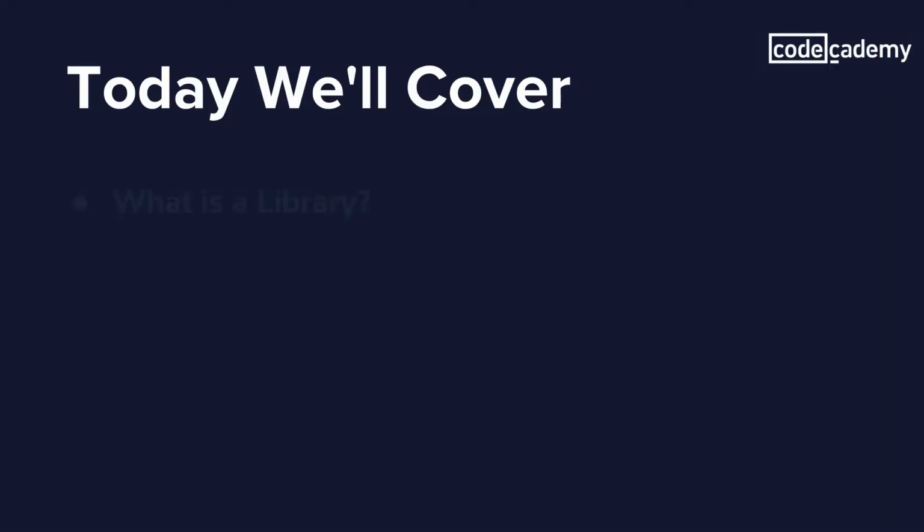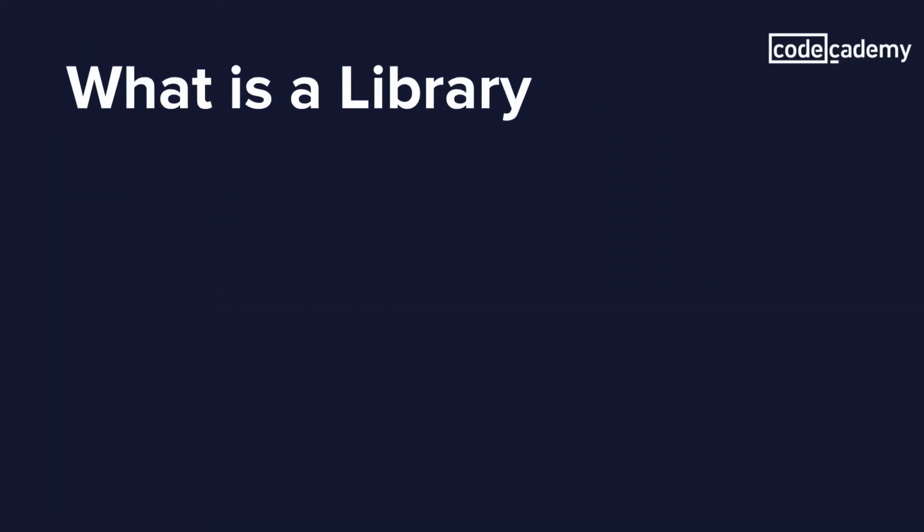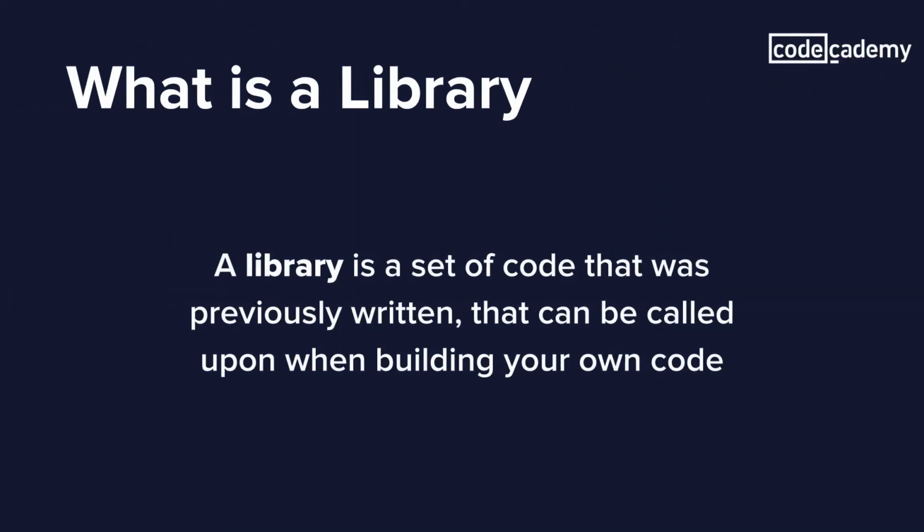So today we're going to cover what is a library, what exactly is a framework, and then we're going to compare both of them and see what the actual difference is. So what exactly is a library? Well, in a gist, a library is a set of code that was previously written that can be called upon when building your own code. So it's essentially a collection of code packed together that can be used over and over again.